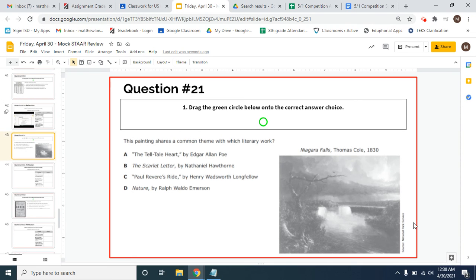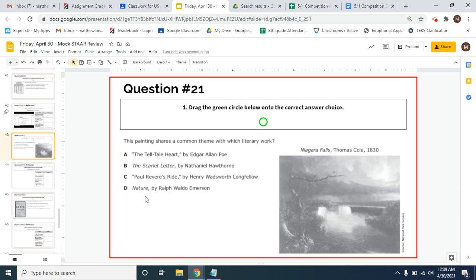Okay, this question says, this painting shares a common theme with which literary work? So if we're looking at our painting, it's titled Niagara Falls by Thomas Cole, 1830. And Niagara Falls, if you don't know, is basically a waterfall. So we see some kind of landscape painting, probably done by someone from the Hudson River School or something like that. And so looking at these answer choices, the correct answer would be D, Nature by Ralph Waldo Emerson.